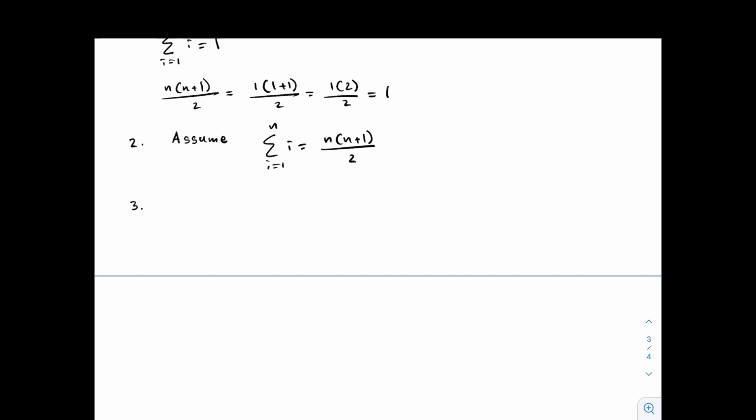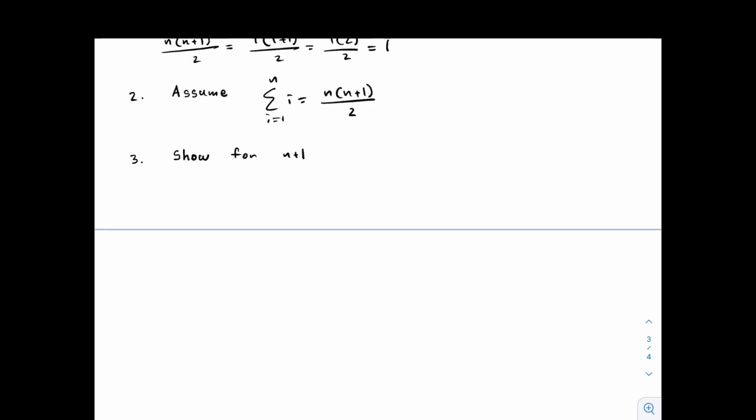So, show for n plus 1. The sum of numbers from i equals 1 to n plus 1 of i can be rewritten as the sum of numbers from i equals 1 to n of i plus n plus 1. Well, according to our assumption, this sum should be n times n plus 1 over 2, like this, plus n plus 1.